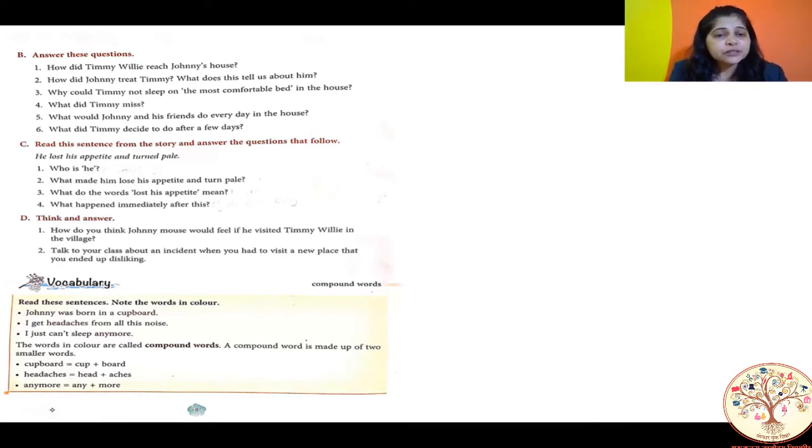Talk to your class about an incident when you had to visit a new place that you ended up disliking. Now this is again your question, your thought process. Aap kahin gaye the, aap wo jagah pasand nahi aayi, क्यों पसंद नहीं आई और आपको क्या प्रॉब्लम हुई वहां पे, ये आपको इस आंसर में लिखना है. ठीक है, क्लियर.